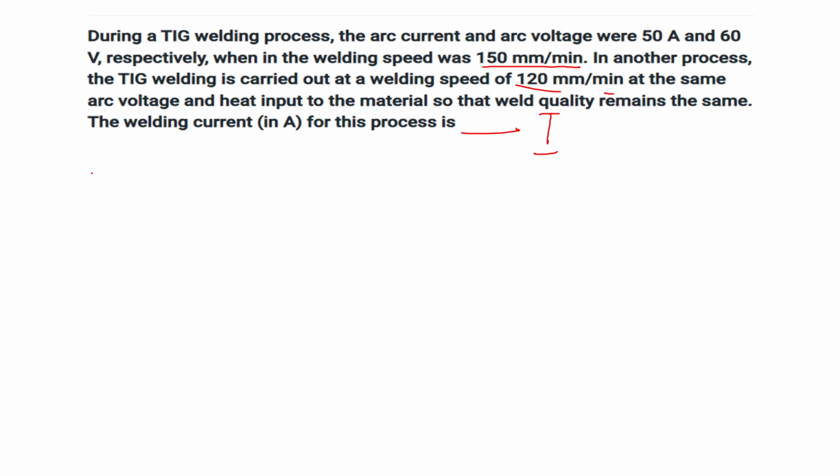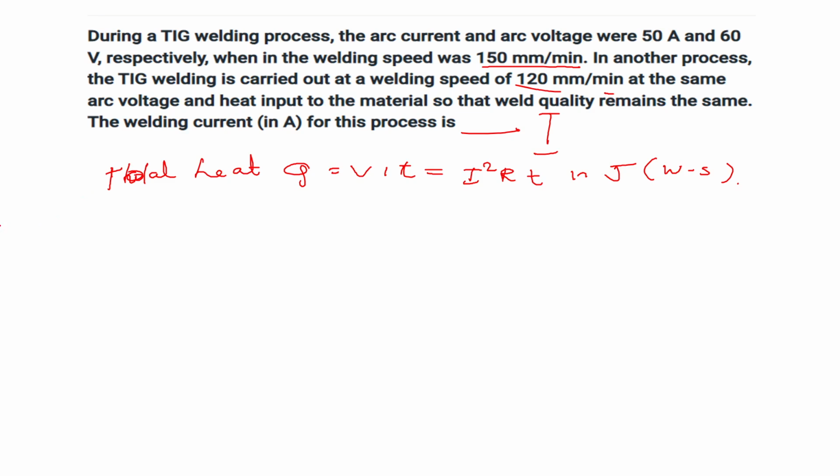So what input is given? Total heat you have to first calculate. For that, total heat you can write as VIT, where V is the voltage. You can also write it as I square RT, in joules, that is watt second. Here V is the arc voltage and I is the arc current. Now R is the resistance of the material and T is time in seconds.